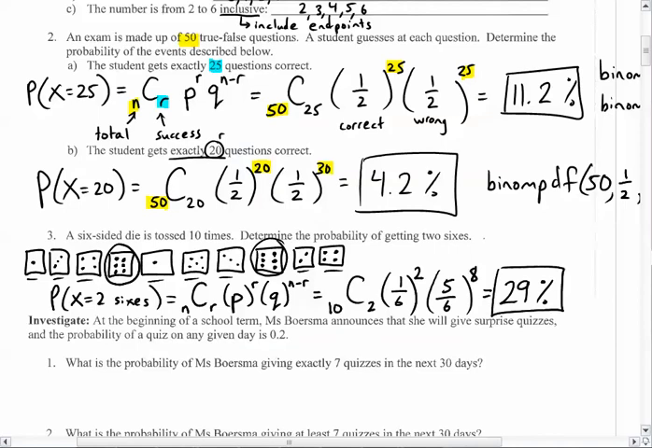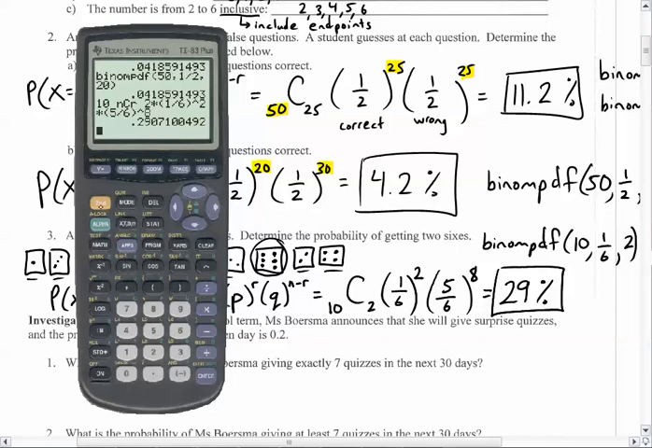Okay, and we can also do this with the binomial PDF, where out of 10 total trials, with a 1 in 6 chance of getting a 6, we want that to happen twice. So, out of 10 tries, 1 in 6 chance of getting a 6, we want 2 6s, and 29% chance.